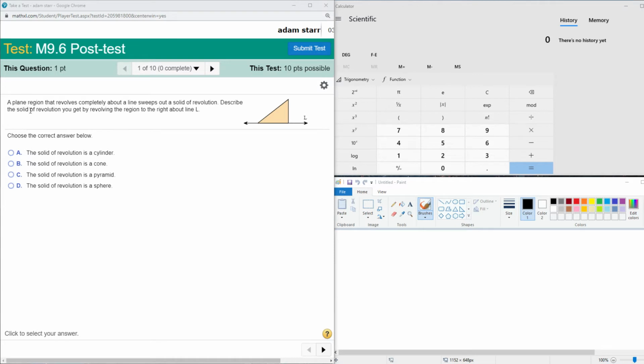The first question is asking about a plane region that revolves completely about a line that sweeps out a solid of revolution. Describe the solid of revolution you get by revolving the region to the right about line L. So I'm starting with a triangle shape and I'm revolving it around this line. Revolving it means I'm going to continually make a circle in 3D here. So I'm starting with a triangle and I know it's going to have some circle in it. So the only shape here that has a triangle and a circle involved is going to be a cone.